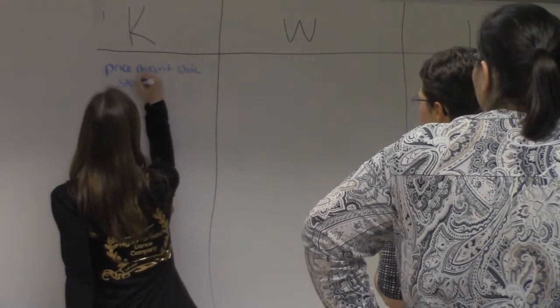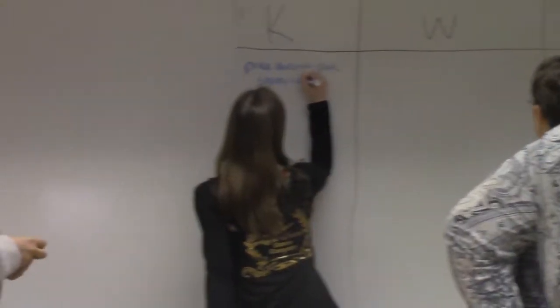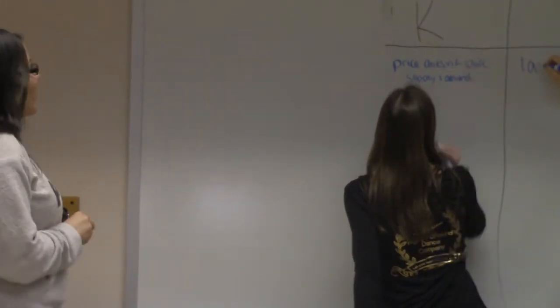So as someone's doing a K, someone could do a W. That way we can get started quickly.